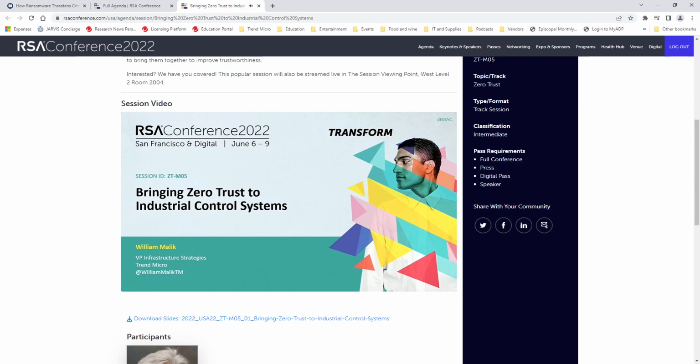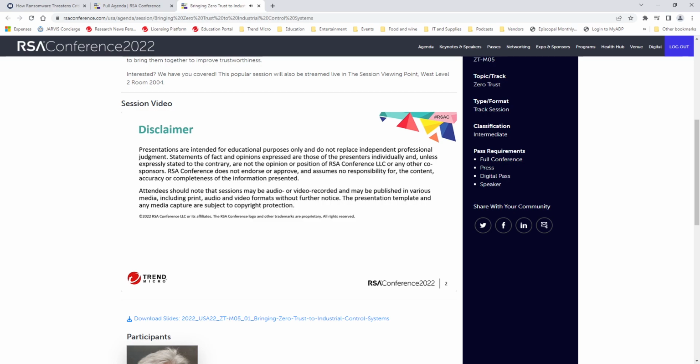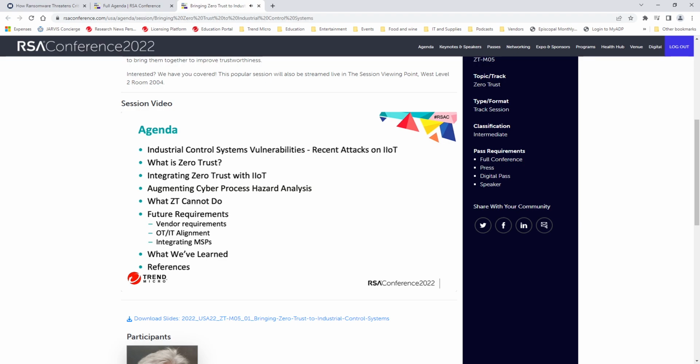So what we're going to do today is talk about what zero trust concepts can and cannot be brought into the OT space. So, a disclaimer. And this is what we're going to talk about. Recent attacks. I'm not going to go through details on the attacks. We've already burned 5 minutes of our time. We're going to talk a little bit about what zero trust is, then we're going to get into the integration points with industrial Internet of Things.